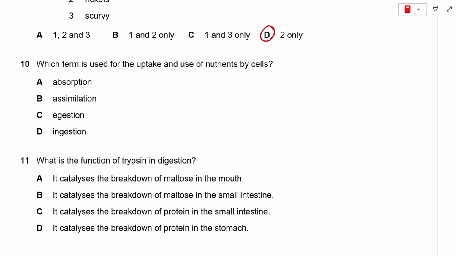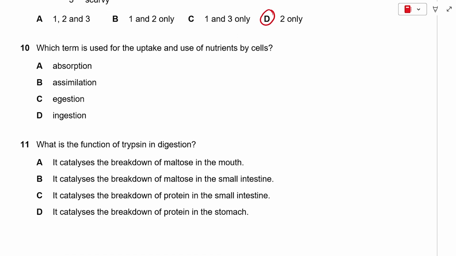Number 10 says, which term is used for the uptake and use of nutrients by the cell? Now we are talking about uptake and use of nutrients. So the nutrients are now being used. That process is usually known as assimilation, because now the nutrients have already been absorbed by the blood. Now they are being used by the cell. That is assimilation. Absorption is uptake of nutrients into the blood. Digestion is the breakdown of food. So our choice here is B.